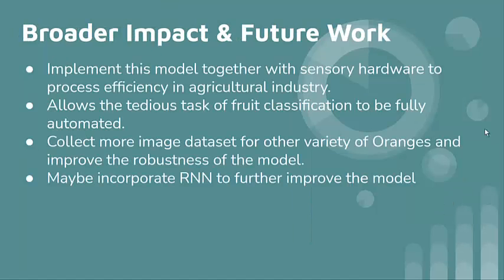Finally, the broader impact and the future work of our model. Basically, this can be implemented with actual hardware to improve process efficiency in the agricultural industry, and it also eliminates all the tedious tasks of food classification and can be fully automated. For our future work, we can expand our image database, put in more variety of oranges, and improve the robustness. And also, we can further improve it by incorporating a recurrent neural network model as well.